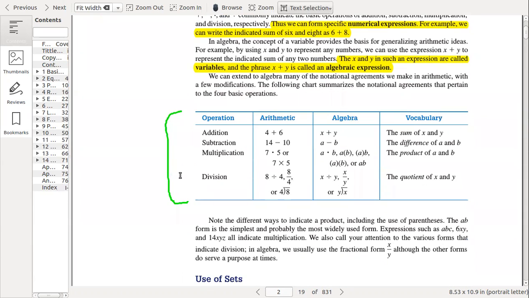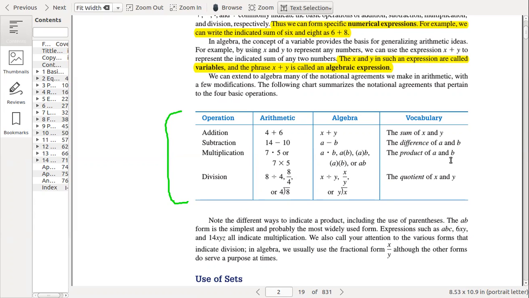We can formulate these expressions in the form of a table. So in the table, if the operation is addition, in a numerical expression we can write, for example, 4 plus 6, but in an algebraic expression we can write x plus y, and we call it the sum of x and y. Similarly, for subtraction, for the numerical expression we write 14 minus 10, and for the algebraic expression we write a minus b. And for multiplication, we write 7 multiplied by 5. Similarly, for algebraic, we can multiply two variables a and b. We can also write a into b, or a dot b, or simply ab.